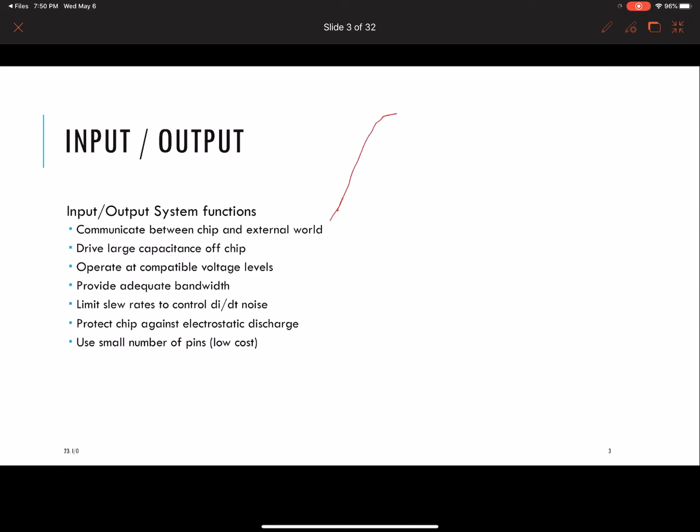So on inputs, you might have I²C. So these are serial slow inputs. You're setting the register settings for the chip. So I²C, SPI, serial pair interface. These are pretty popular, and these are 1 to 5 megahertz. You're basically doing setting up to the chip, etc.